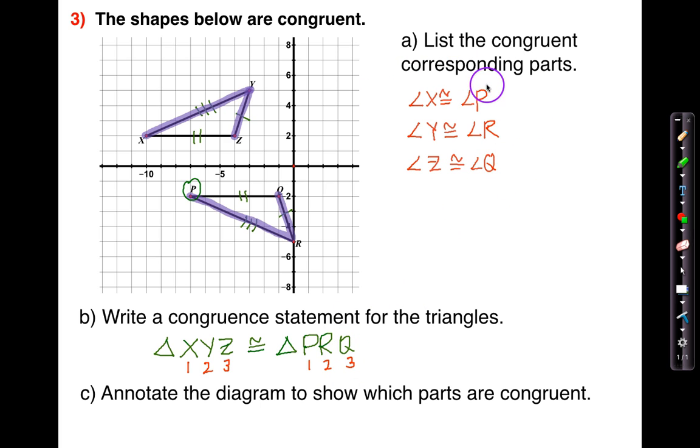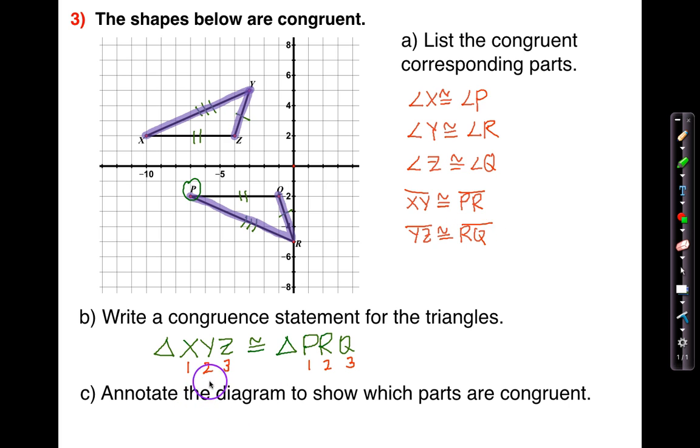Now that I have all the congruent angles, I'm going to move on to congruent line segments. What I like to do is go in order, 1, 2. So line segment XY is congruent to, sorry, not angle, line segment PR. Moving on to 2, 3, line segment YZ is congruent to 2, 3 here, which would be RQ.